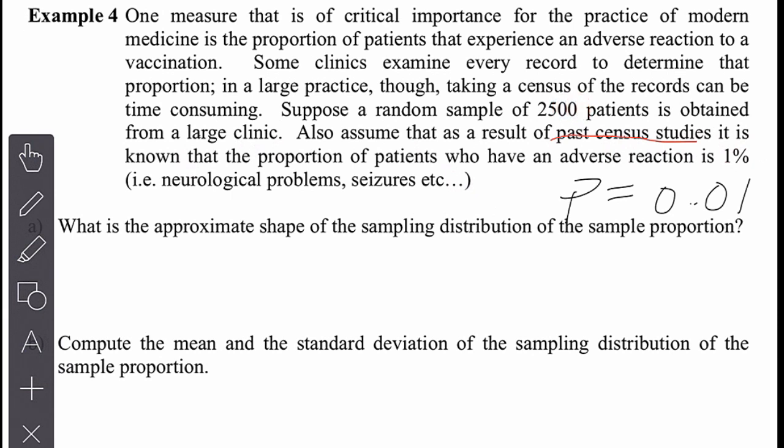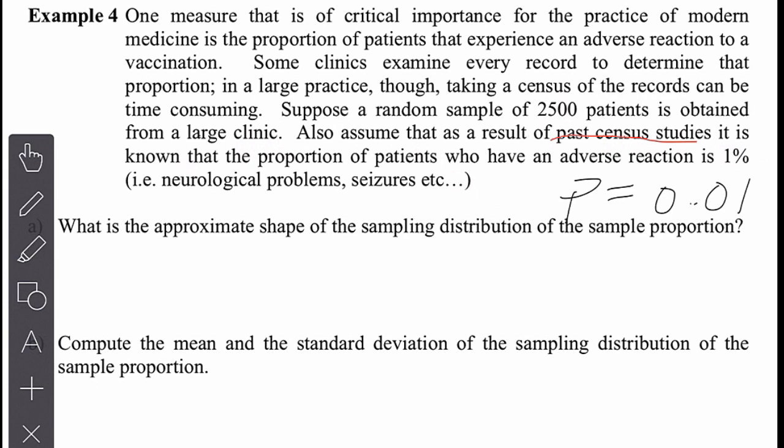2,500 times 10, so that's 25,000. The clinic is larger than 25,000, right? 10 times the sample size. So we're going to use large to mean it's large enough for us to apply our formula.